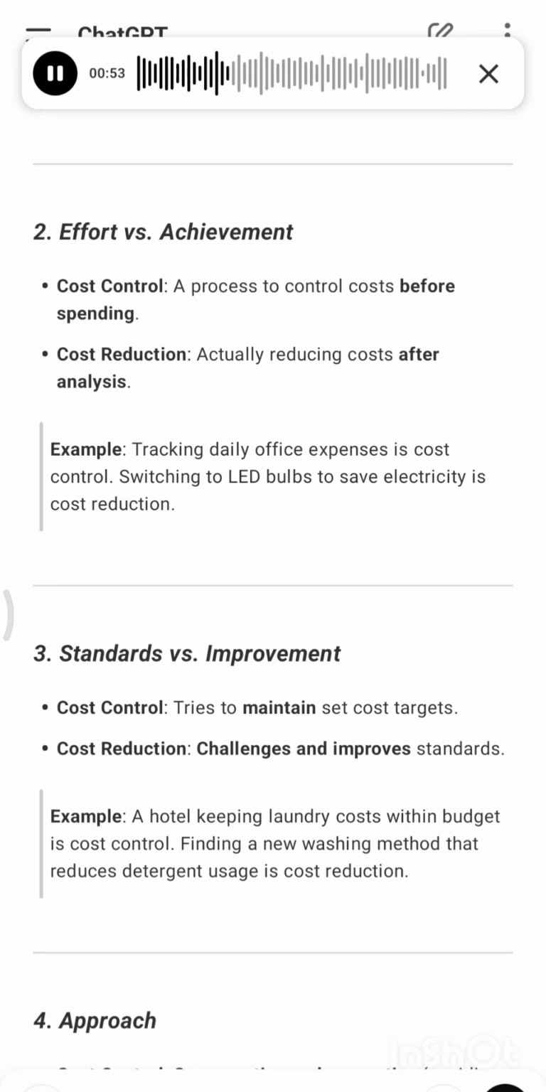3. Standards versus improvement. Cost control tries to maintain set cost targets. Cost reduction challenges and improves standards. Example, a hotel keeping laundry costs within budget is cost control. Finding a new washing method that reduces detergent usage is cost reduction.